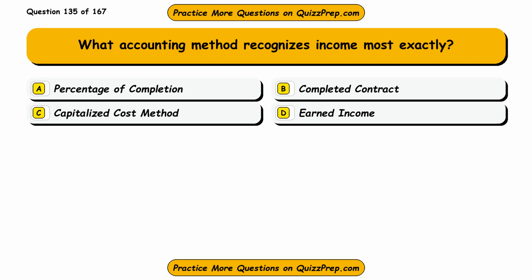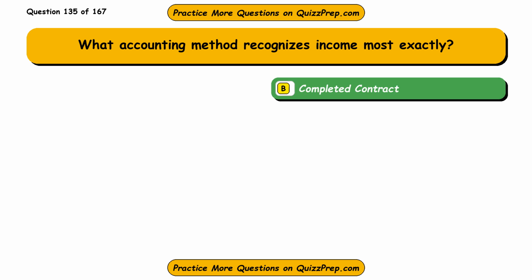Question 135. What accounting method recognizes income most exactly? Option A, percentage of completion. Option B, completed contract. Option C, capitalized cost method. Option D, earned income. The correct answer is option B, completed contract. Completed contract.